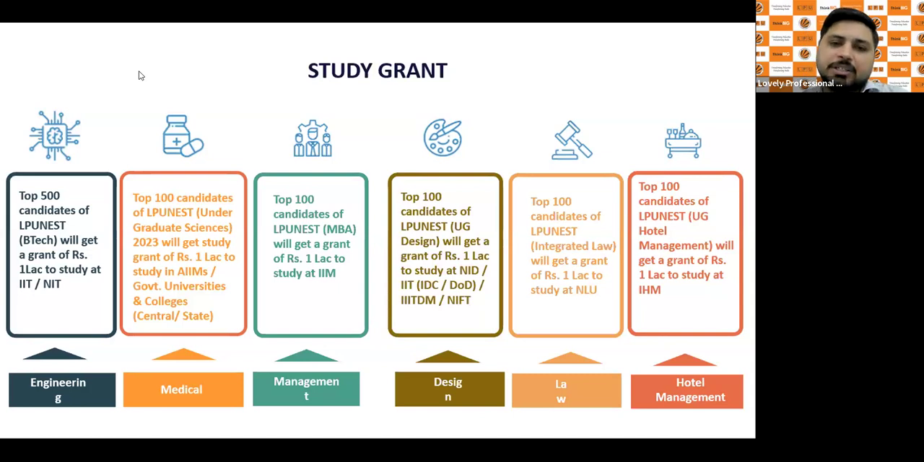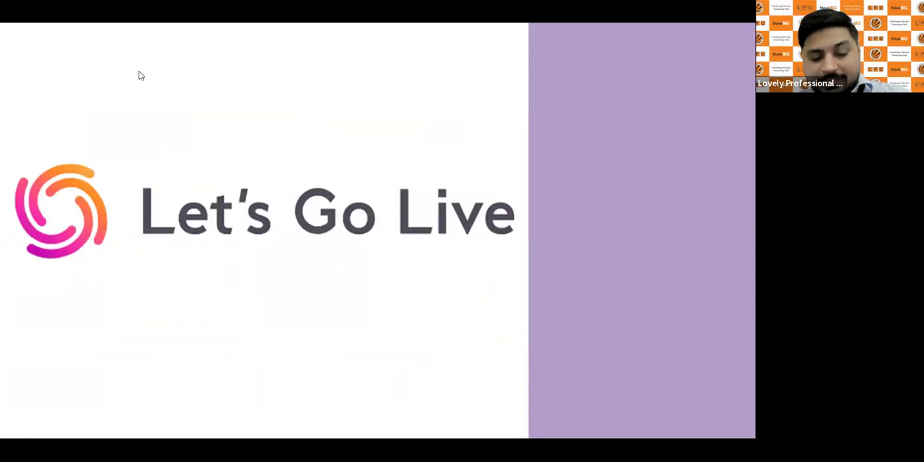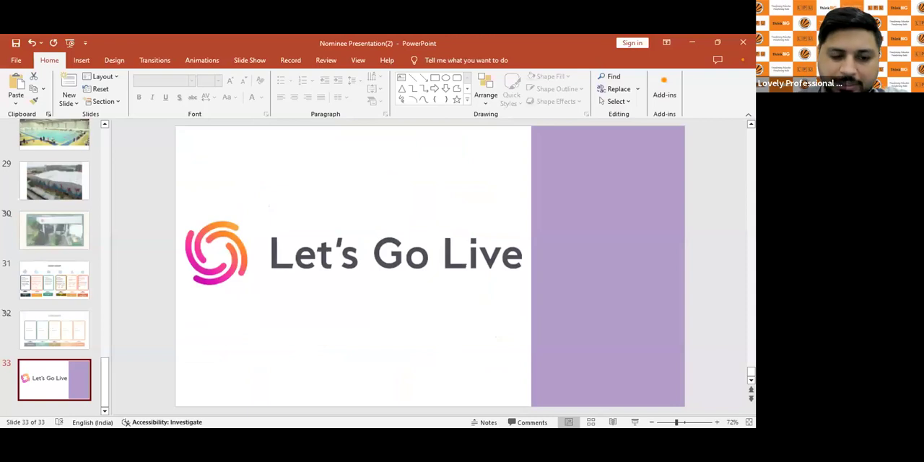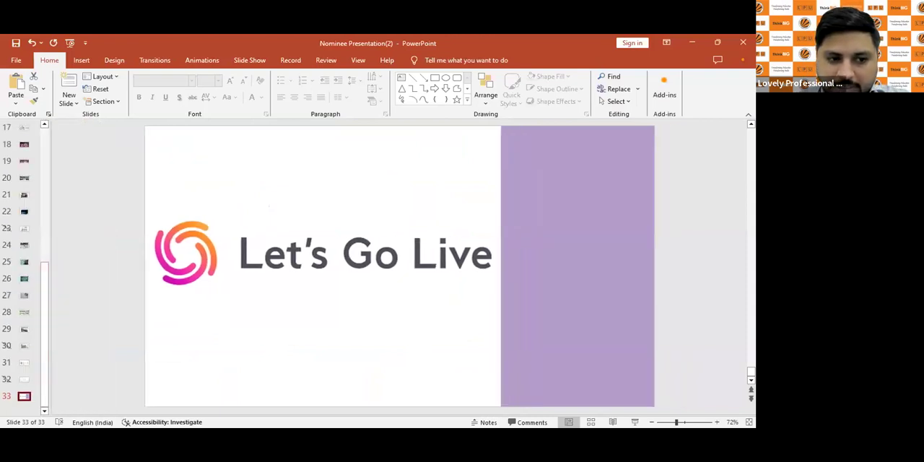Third is study grant. If you have given LPNest for UG design and you are among the top 100 of the LPNest UG design test, and you got yourself admitted into any of the NID, IIT, IDC, NIFT, in that case, you will be eligible for a 1 lakh rupees one-time study grant, which LPU will give you to study over there. So now let's go live and discuss how you can actually check all these details.